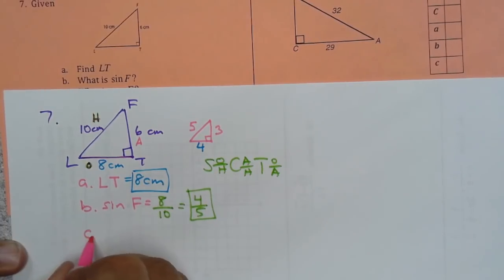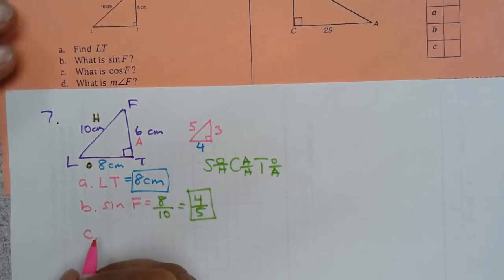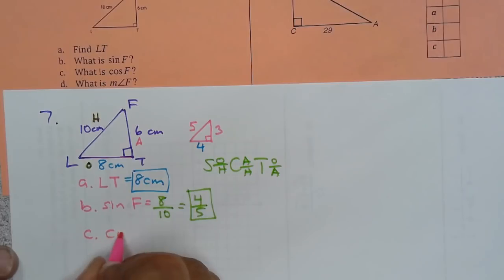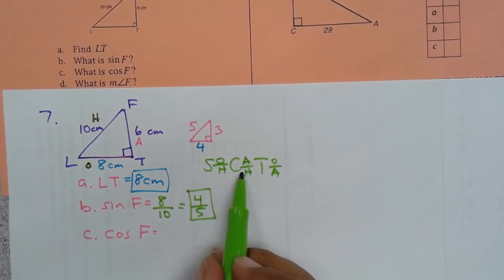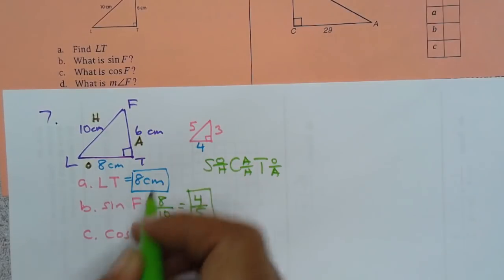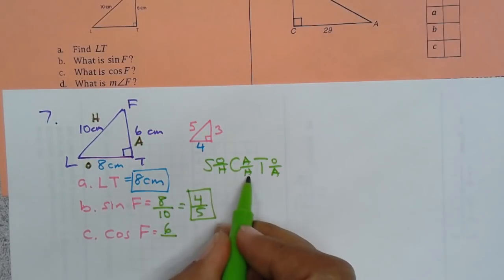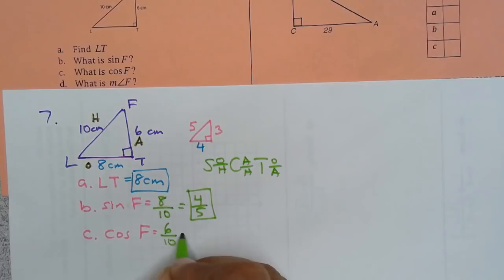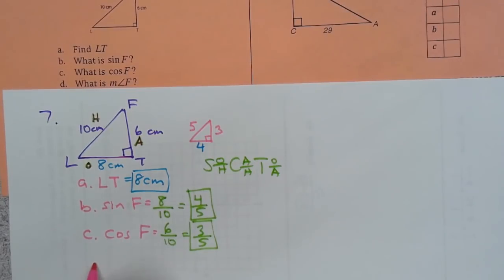The next one is to solve for cosine F. All right, so angle F again is my reference angle, so all I'm going to do is a different ratio here, A over H. A is adjacent. Here's my A, that's 6, over hypotenuse, that's 10. And 6 over 10 reduces by 2 to get 3/5.